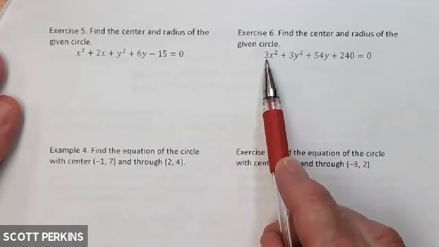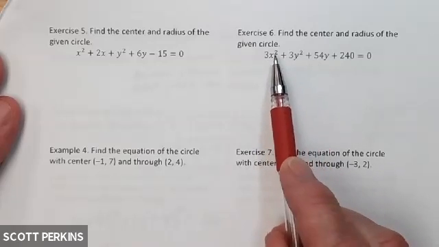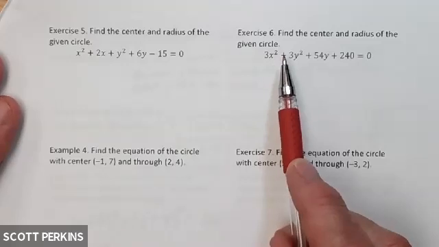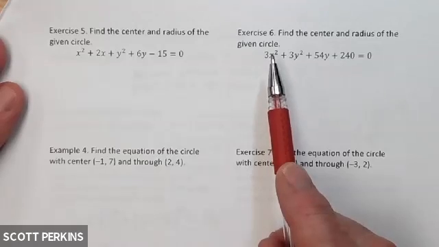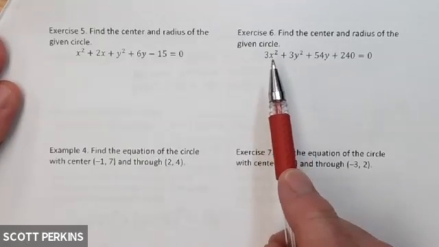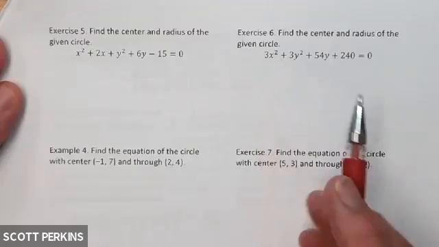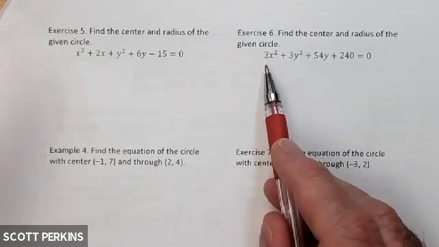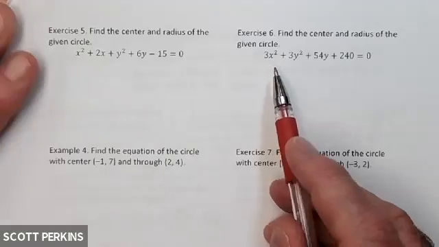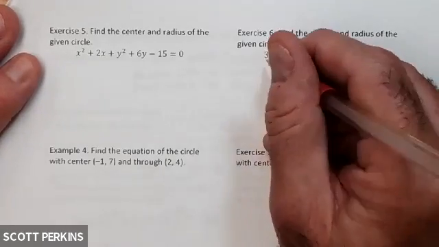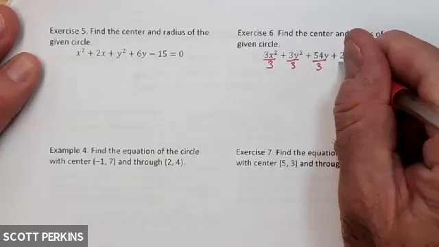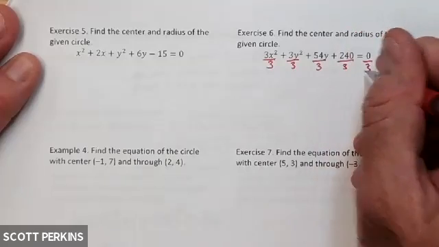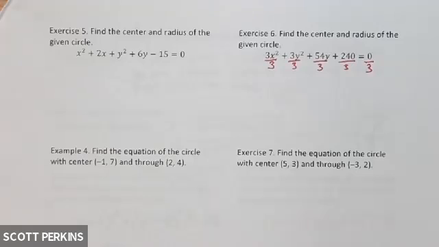If you have a number in front of the x squared and the y squared, like we do here. Now, if it's a circle, it's going to be the same number, so it shouldn't cause you any trouble. But what your first step is going to be here before you complete the square is you want to make sure there's only a 1 in front of the x squared and y squared. So your first step on this problem is going to be to divide everything here by 3. And then it becomes just the same sort of problem as you had before.